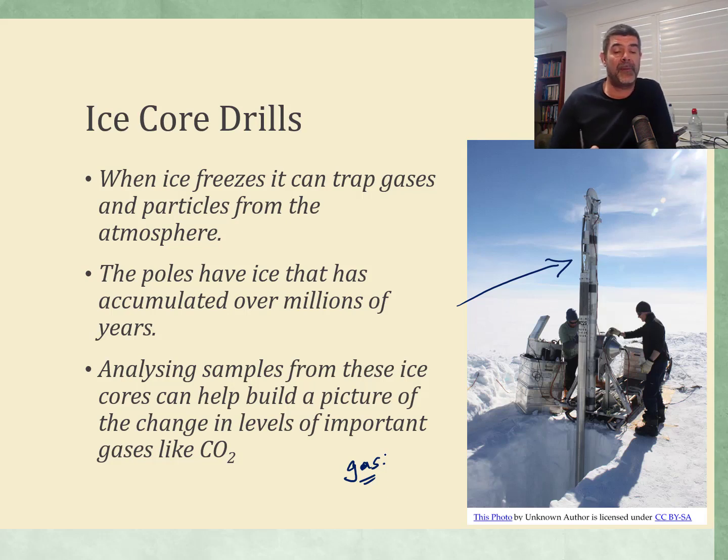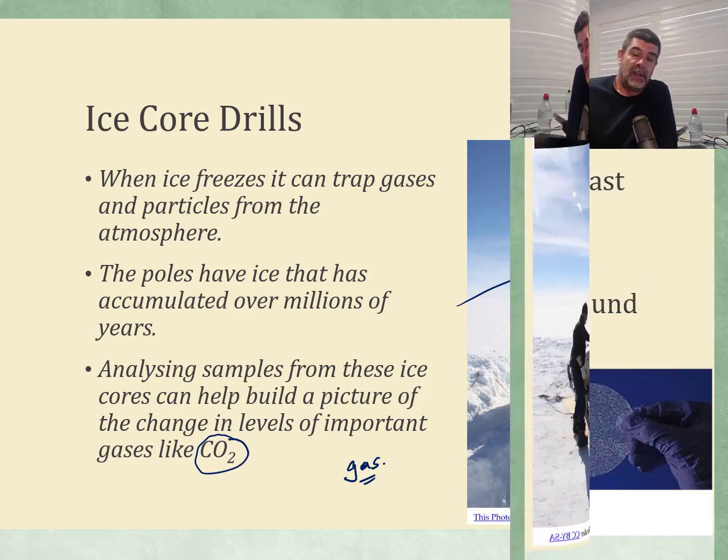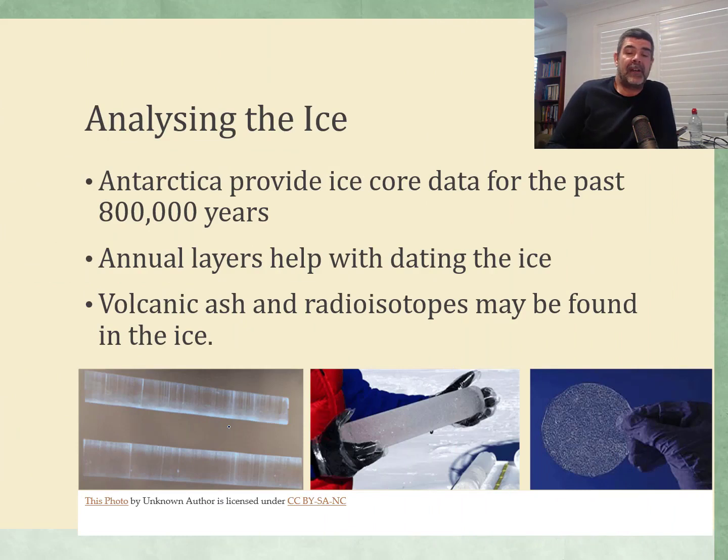So analysing samples from ice cores helps us to build a bit of a picture of the change in levels of important gases. And one of those gases that's obviously very important in discussions around climate change is carbon dioxide. Antarctica provides ice core data for about 800,000 years, and the other area that's probably most studied is Greenland, but obviously that's a long way from Australia, so Antarctica is the one that we want to have a little bit of a look at in this video.